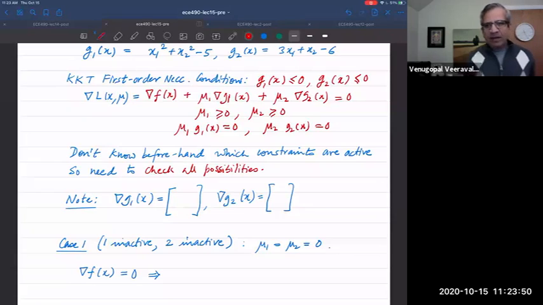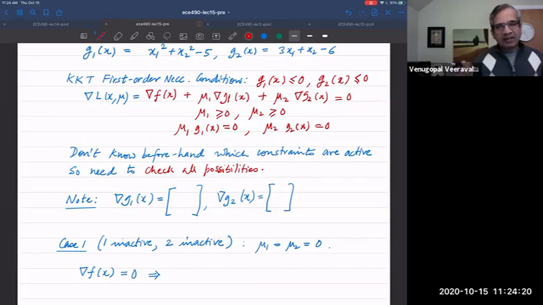But one other thing that we need to keep in mind when we look for candidate solutions for the minima is that those x star have to be regular, right? So to check that regularity, we need to look at the gradients of the g's and make sure that the gradients of the g's are linearly independent for only the active constraints, right? Because these are both inequality constraints. So regularity is, you need to check linear independence only for the active constraints.